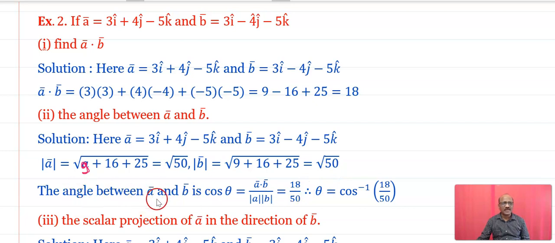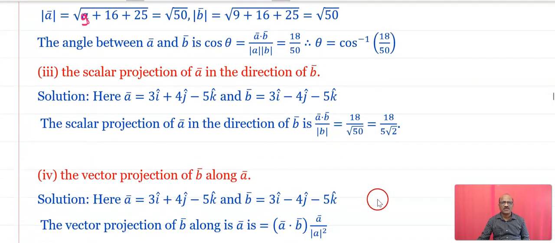Therefore, the angle between a bar and b bar is given by cos theta equals a bar dot b bar upon mod of a bar into mod of b bar. We have calculated a bar dot b bar, which is 18, upon root 50 into root 50, that is 50, and that's why theta equals cos inverse of 18 upon 50. We can simplify this also.